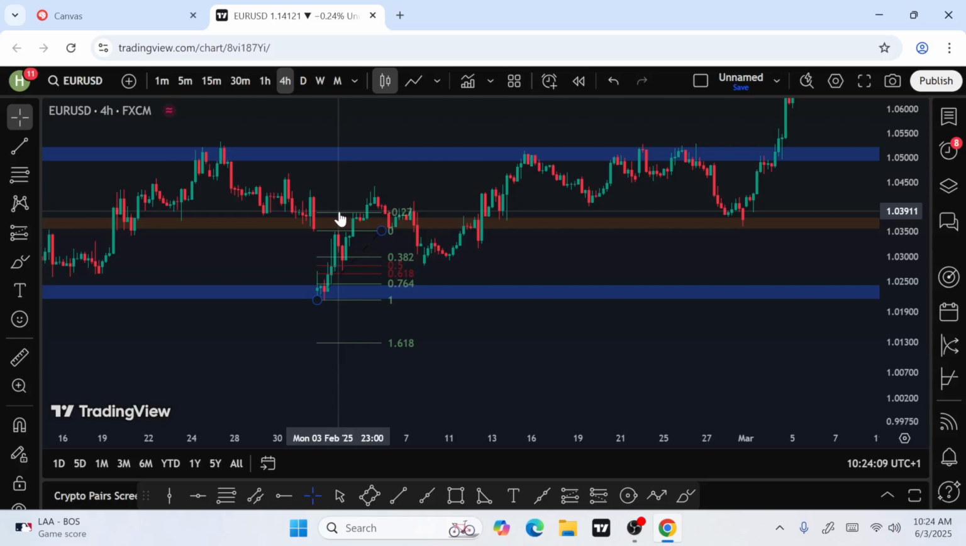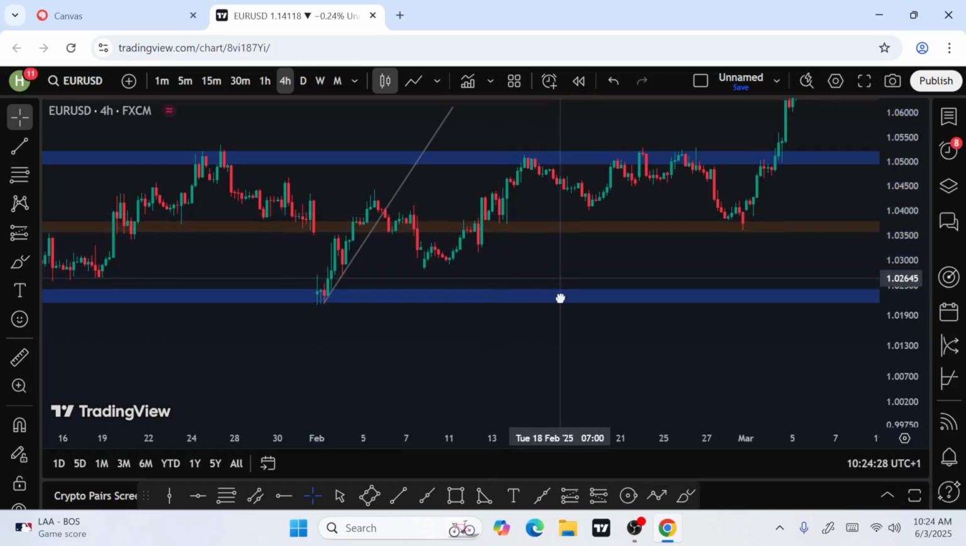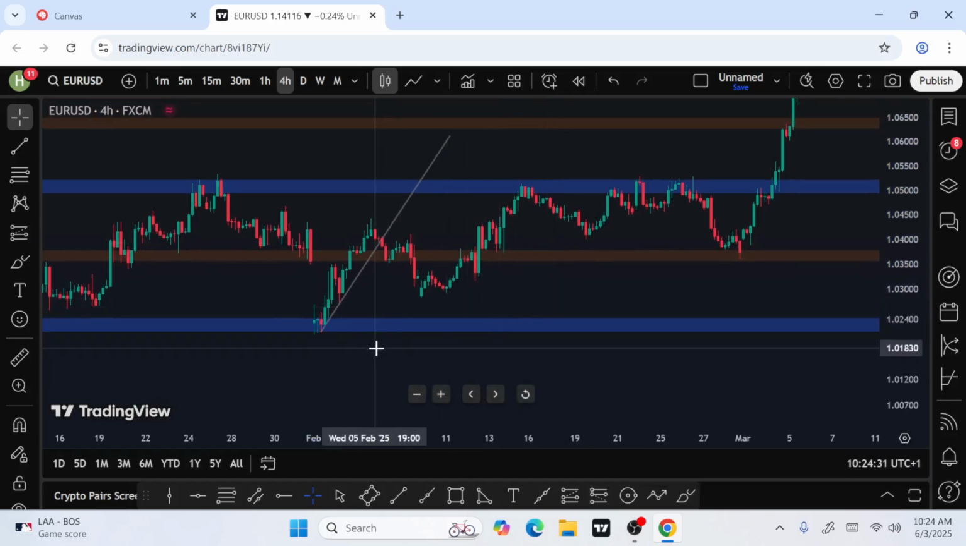Are you following, everyone? Now that you have this and you have this, what will you do? You take your trend line, boom, from this point to this point and straight into the future. Are we following, please? So are we getting it?